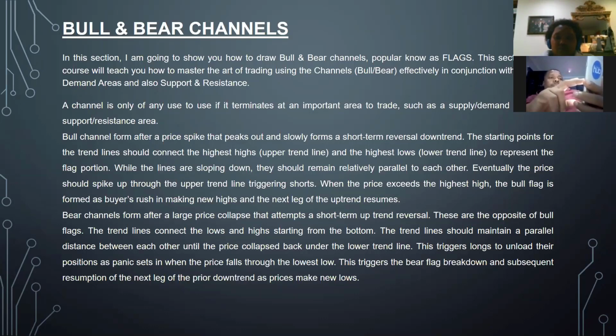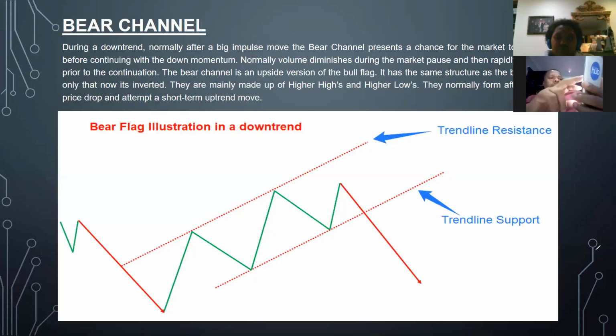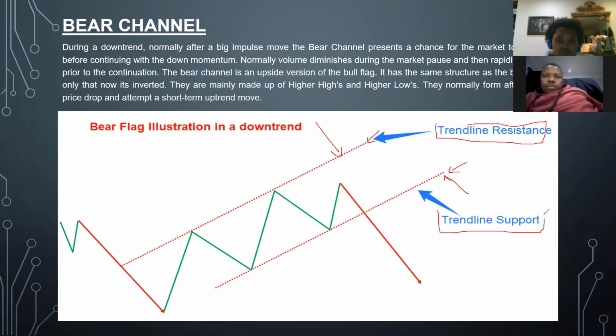Right. Let's go to a bear channel. This is a clear illustration of a bear channel. You see, we've got these two dotted lines. Those are our trend lines. We've got the upper trend line, which in this case we call trend line resistance. We've got the lower trend line, in this case, trend line support.